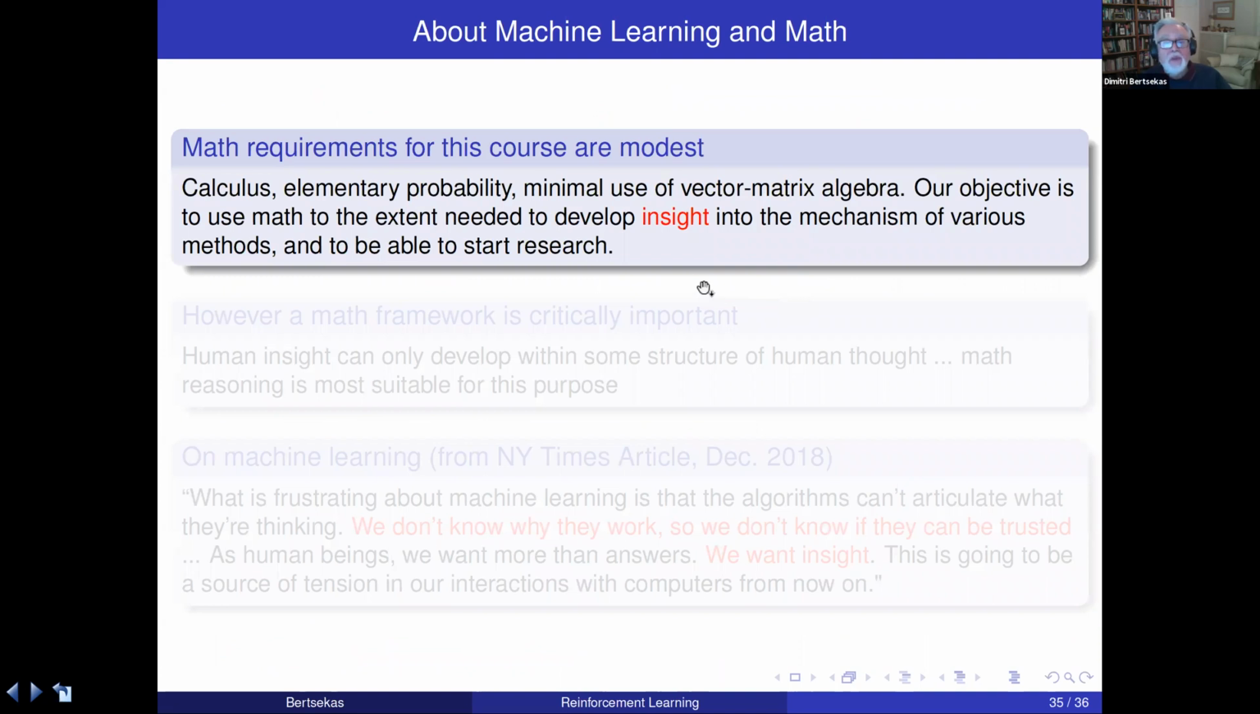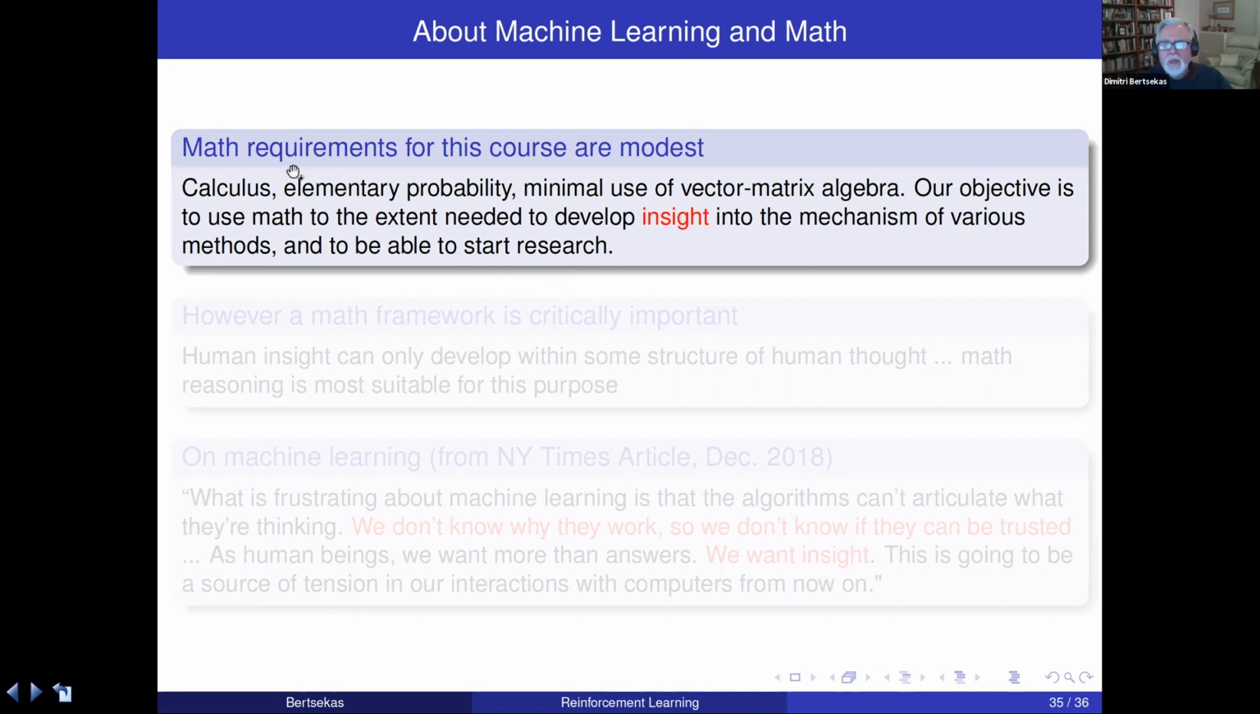The mathematical requirements for this course. I'll have to confess that I'm a mathematician, and I like mathematics. I spent most of my life doing mathematics. However, I have found that reinforcement learning ideas involve a fair amount of intuition where mathematics alone is not going to carry you through. You need some understanding, some creativity, some inventiveness, and some intuition into the problem, into the methods, and also intuitions of the problems at hand.